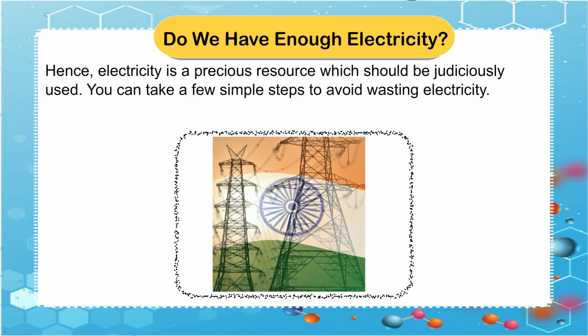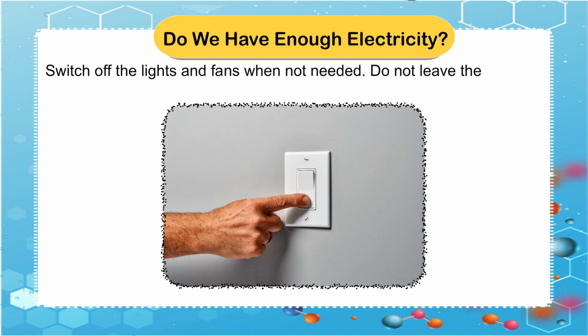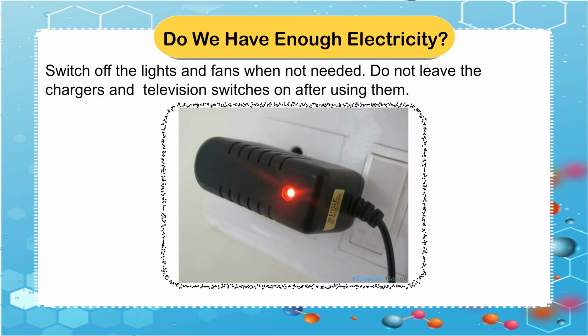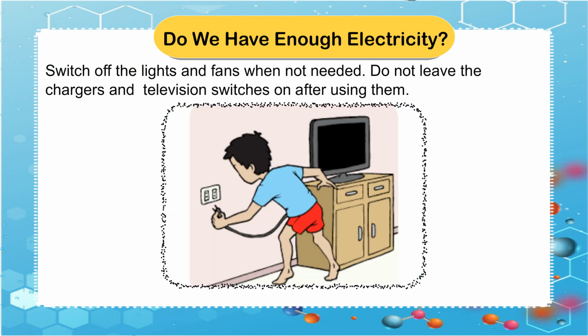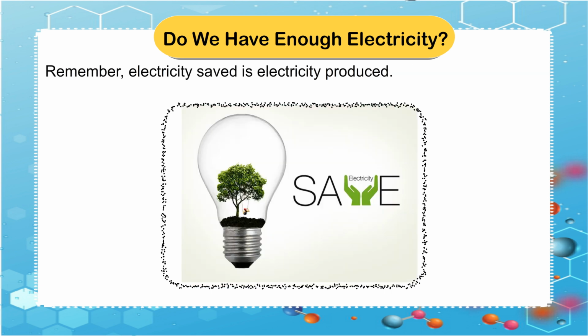You can take a few simple steps to avoid wasting electricity. Switch off the lights and fans when not needed. Do not leave the chargers and television switched on after using them. Remember, electricity saved is electricity produced.